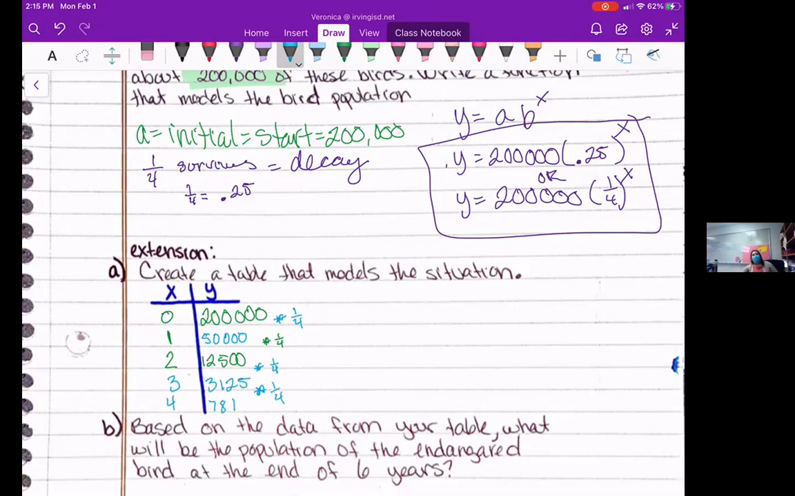It makes sense, right? So we're multiplying by our factor every time. And I can see that my y values are getting smaller, which makes sense with what I came up with on the board problem. It's decaying, right? My population of birds is getting smaller, it's decreasing, and I can see that my table represents that.